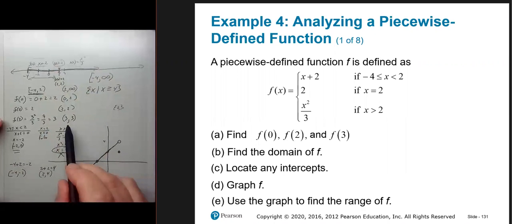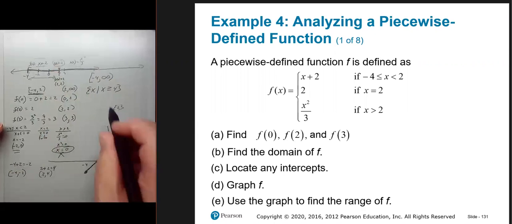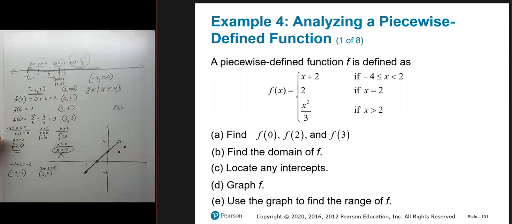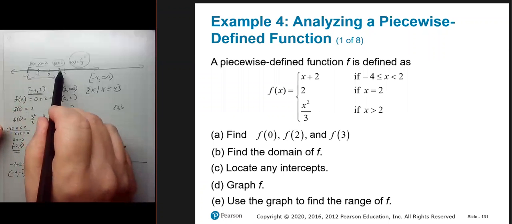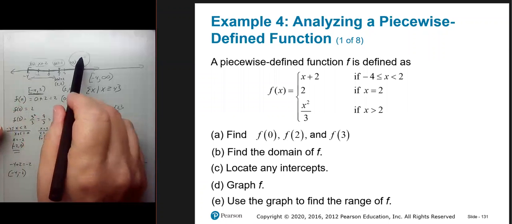I know I have a point at (3, 3), which is here, and it's part of this domain. So it's part of that function. So again, like we checked 2 in this portion, even though it's not part of it, it is at the endpoint. We want to check this endpoint for this graph.